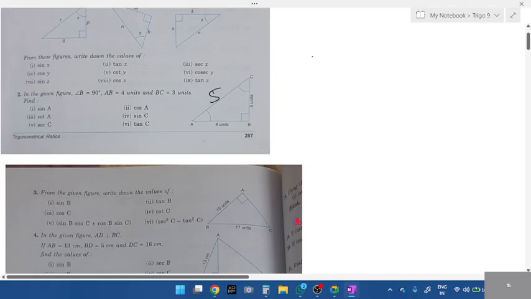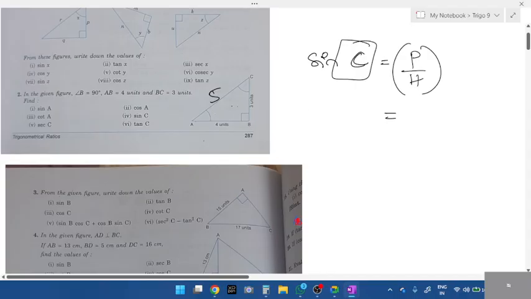Okay, I'll just solve one question. Second main, fourth question. How do you solve this? What is sine C? First, tell me the formula for sine: perpendicular by hypotenuse. Which angle is given, with relation to angle C? Now, with relation to angle C, what is perpendicular? 4, divided by hypotenuse, 5. This is the answer. Understood?